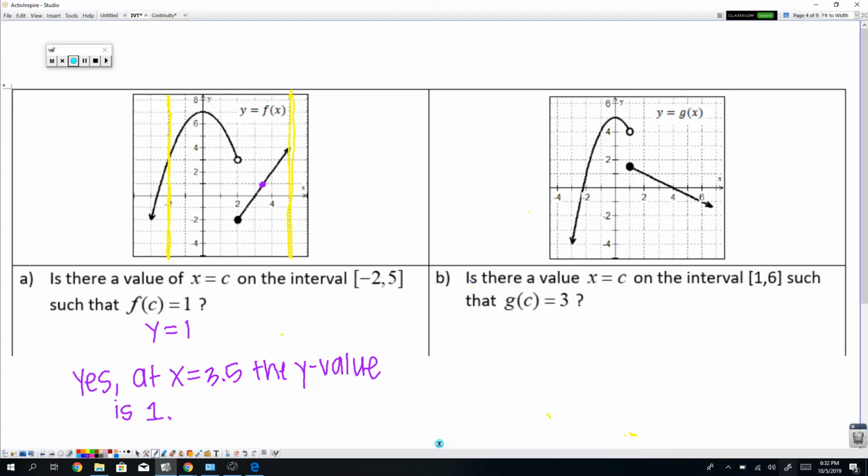Alright, now we're going to look at the next question. So it says, is there a value x equals c on the interval from 1 to 6? So again, we're going to highlight that interval, 1 to 6. So is there a value x equals c on the interval such that g of c equals 3? So we're looking for it to be y equals 3.